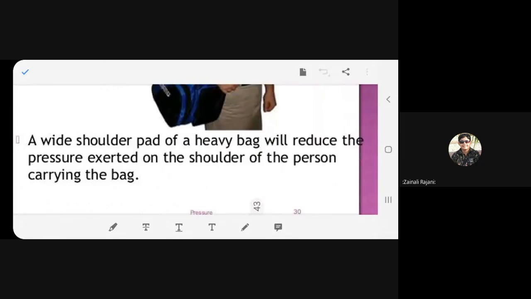A wider shoulder pad of a heavy bag will reduce the pressure exerted on the shoulder of the person carrying the bag.